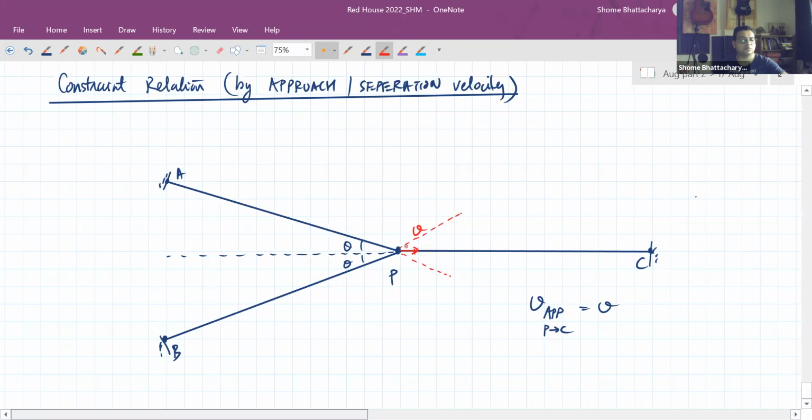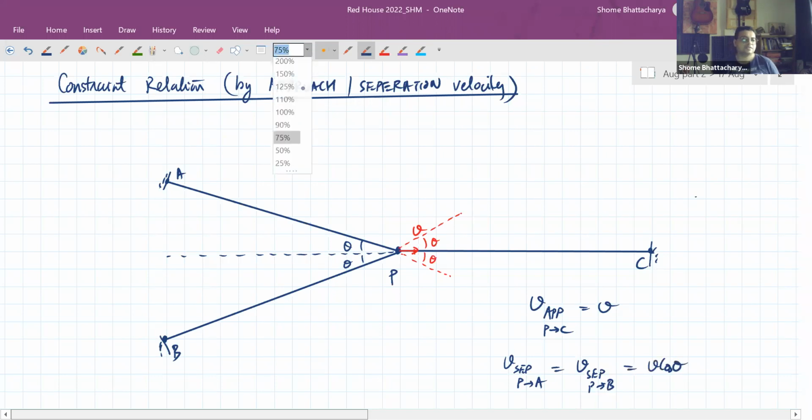They are the cos theta component. This angle is equal to this angle theta. So the separation velocity of P with respect to the point A is equal to the separation velocity of P with respect to the point B, and that is equal to how much? V cos theta.